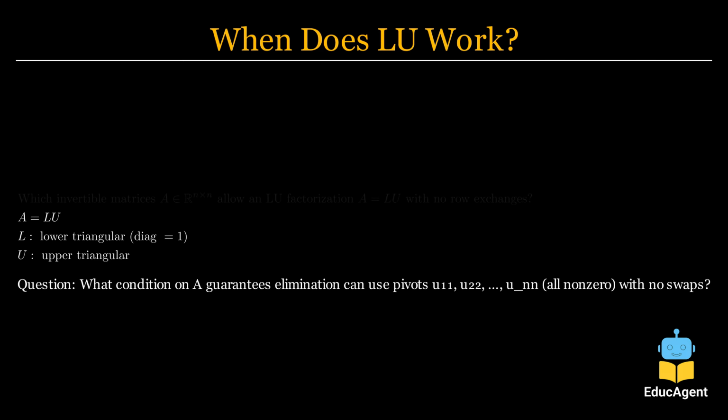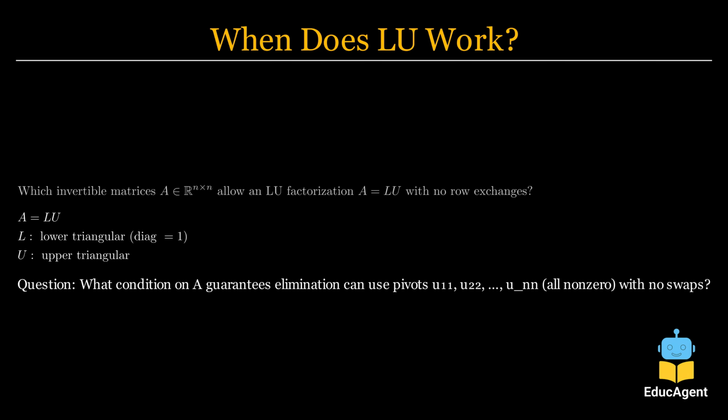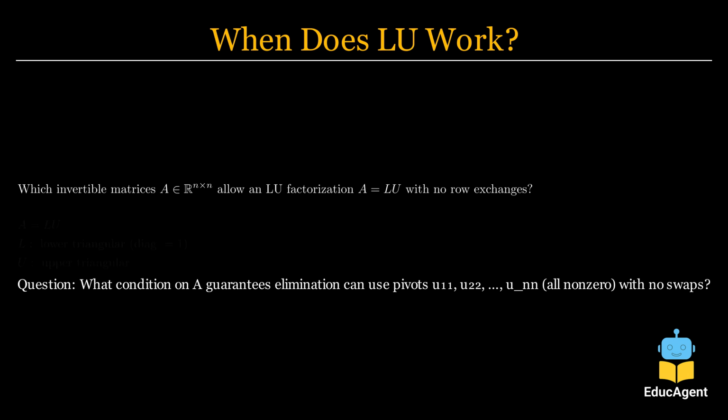Here's the problem we'll solve today. Which invertible matrices A in R^(n×n) allow an LU factorization A = LU without row exchanges, meaning Gaussian elimination can proceed using diagonal pivots without swapping rows? We'll justify the condition on the upper left blocks A_K and fill in a missing factorization.